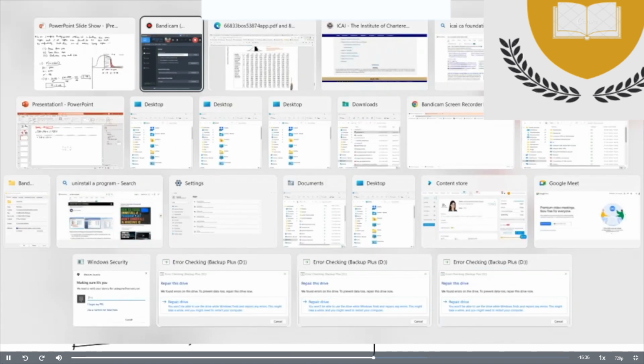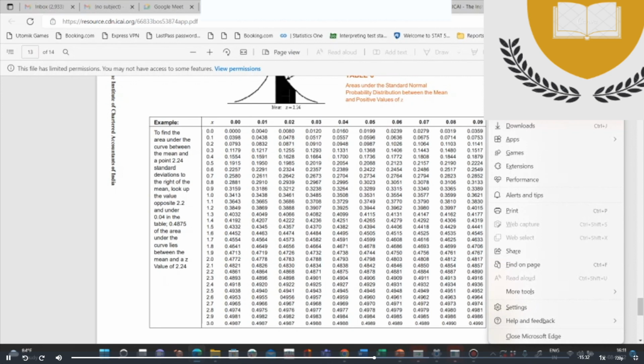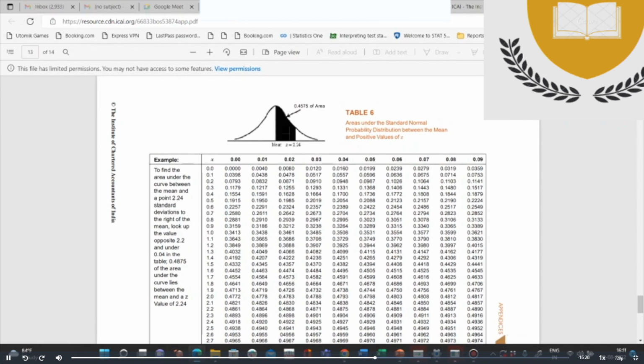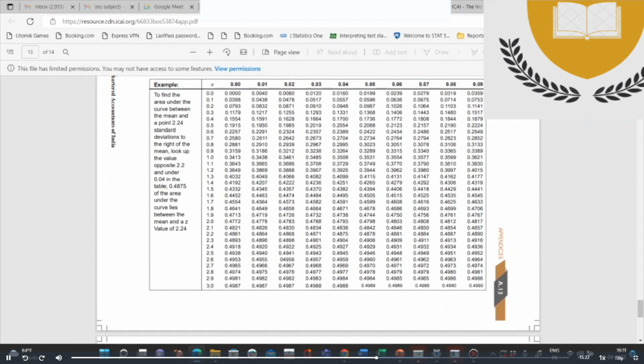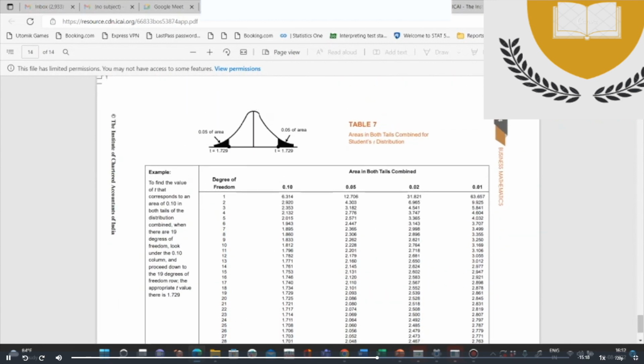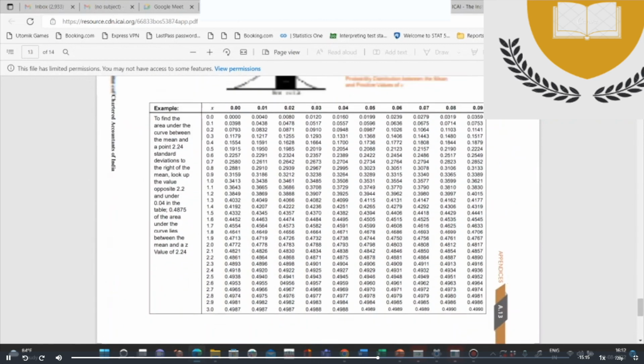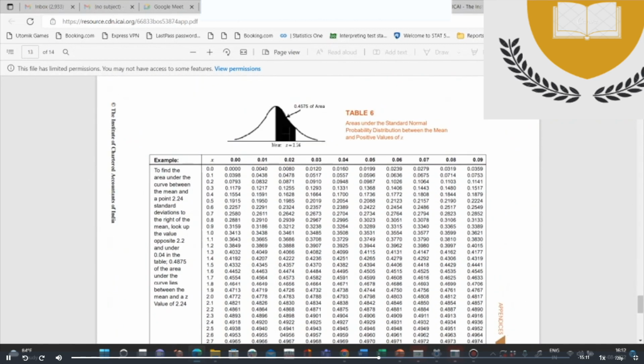For this there is a separate table. This is the table of areas under the standard normal probability distribution between the mean and the positive values of z. I have to refer to this table to look at the positive side of z. Here the first step is to consider the z value. Our z value in the question is 2.08. Now if z is 2.08, I have to first look at the x column. Come down under the first column, here. The number is 2.08.